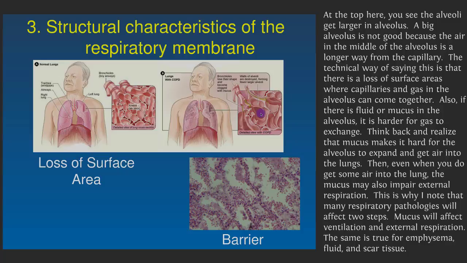Also, if there's fluid or mucus in the alveolus, as in this picture down here, all these are little additional white blood cells, and then the pink is more of mucus. Well, you've finally gotten oxygen down into this alveolus, but now it's got to go through these other white blood cells and this other mucus to get to the capillary. So think back and realize that mucus makes it hard for the alveolus to expand and get air into the lungs. Then, even when you do get some air into the lungs, the mucus may also impair external respiration.